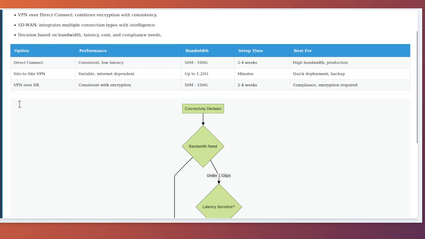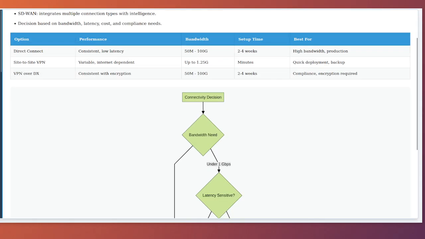The table on the slide compares Direct Connect with Site-to-Site VPN and AWS VPN over Direct Connect across multiple dimensions. Direct Connect provides consistent performance, scales to very high bandwidth, and costs more due to port fees, but offers lower data transfer rates. VPN over the Internet provides variable performance, limited bandwidth, a low initial cost, but higher data transfer rates, and is quick to deploy.